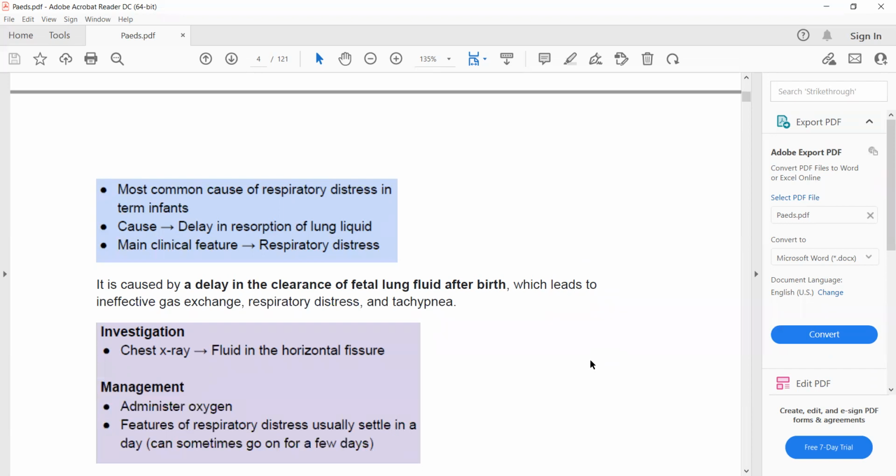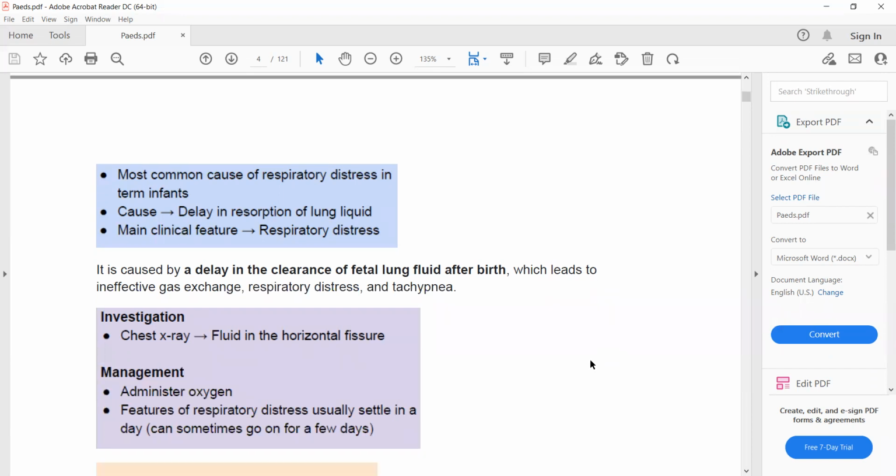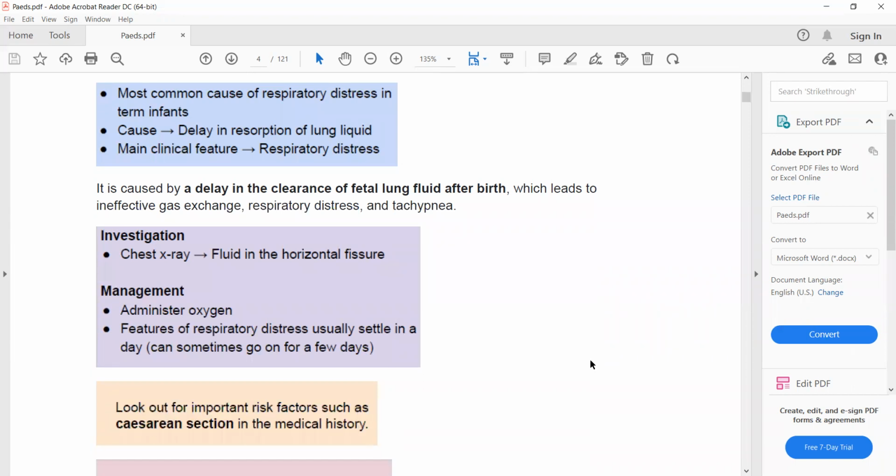And the second hint for transient tachypnea of the newborn is that chest X-ray will show presence of fluid in the horizontal fissure. Fluid will be present in the horizontal fissure, and management is very simple. Administer oxygen. Usually no other treatment is required because the features of respiratory distress usually settle in a day, and sometimes it can go on for a few days. So there's nothing to worry about because it's a transient condition. It will improve by itself. The only thing that you need to do is to administer oxygen.